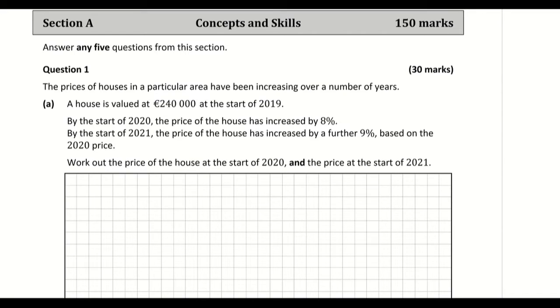By the end of 2020, the price of the house had increased by 8%, and by the start of 2021, the price had increased by a further 9% based on the 2020 price. Work out the price of the house at the start of 2020 and the price at the start of 2021. So there's two parts to this question basically.